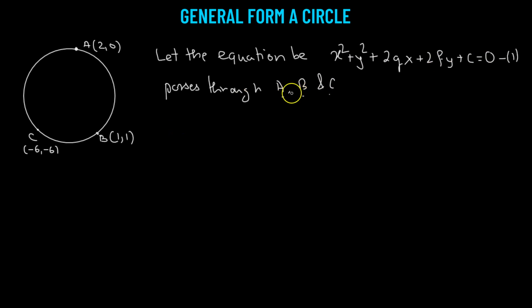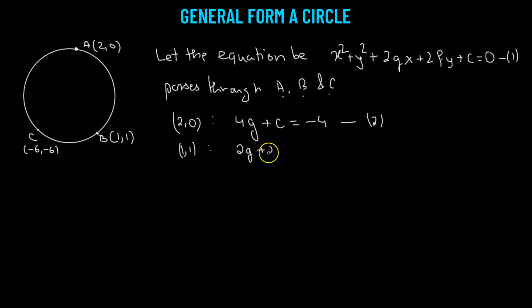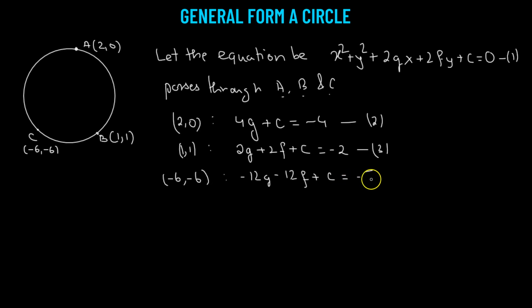Now that means if we use point A, which is (2, 0), our equation will become 4g plus c equals -4. We're going to label this as equation number 2. Then if we consider the point (1, 1), we'll get the next equation, which is 2g plus 2f plus c equals -2. Let this be equation number 3. And finally, if we use the point (-6, -6), we're going to get -12g minus 12f plus c equals -72. Let this be equation number 4.